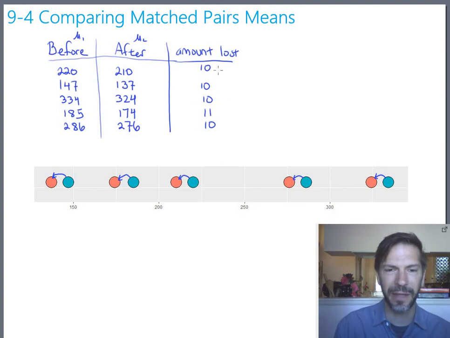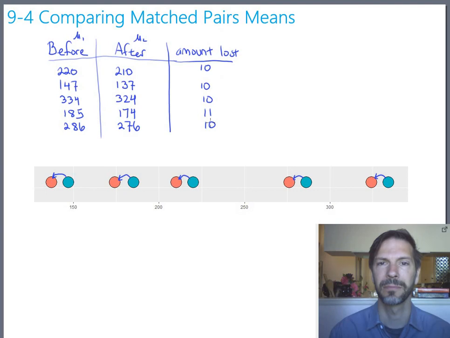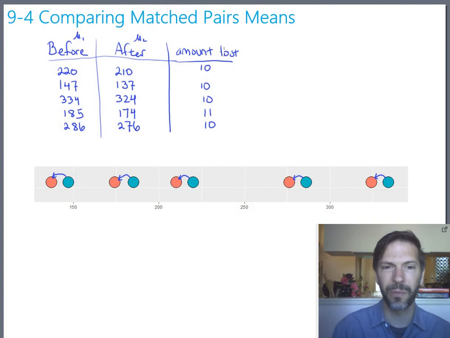And then we were looking at that and saying, again, you might not have realized you were thinking this in your head, but you were looking at that and saying, is the amount lost 0? Or is it greater than 0? And it's clearly greater than 0. It's right around 10, right? So I'm going to claim that when we have matched pairs, we're not really looking at two separate lists. We're really only looking at one list, the list of differences.